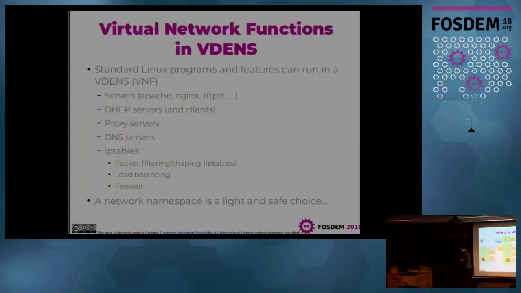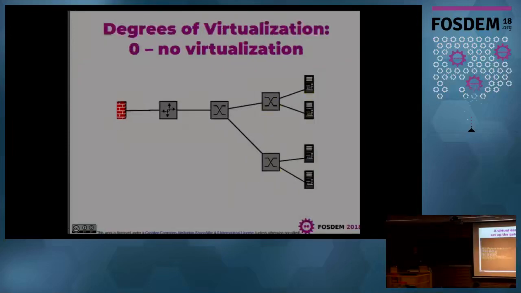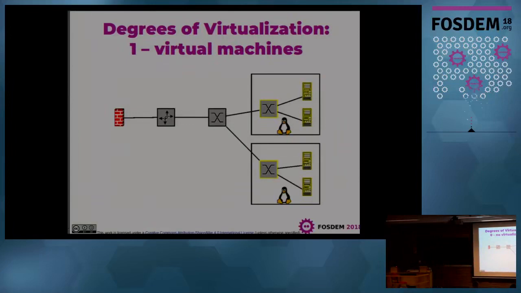I've told you this, you can run all this stuff. Let me start from this, then we return to the final demo. There is a physical network. You have a firewall, routers, switches, and machines. So this is day zero of network virtualization. Then the second step was to have virtual machines. You need to connect a virtual machine. What is in yellow is virtual. So you have virtual machines connected to virtual switches.